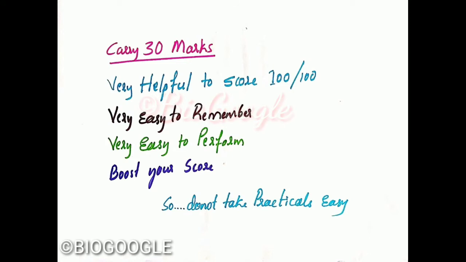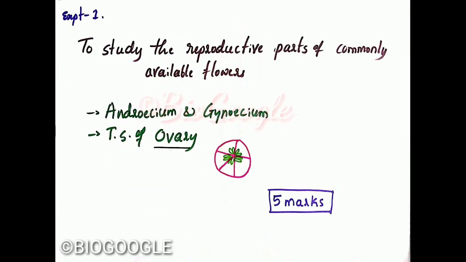So we will start with the experiments. First experiment: to study the reproductive parts of commonly available flowers. Usually we study hibiscus, vinca rosea and many more flowers. Being reproductive parts, we should understand what is androecium and what is gynoecium, and any modification in the androecium or gynoecium.